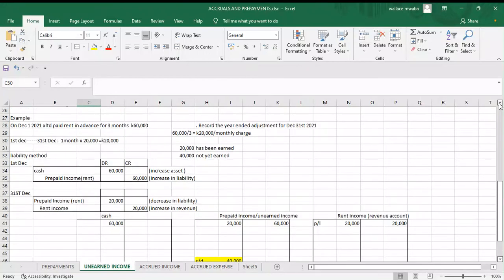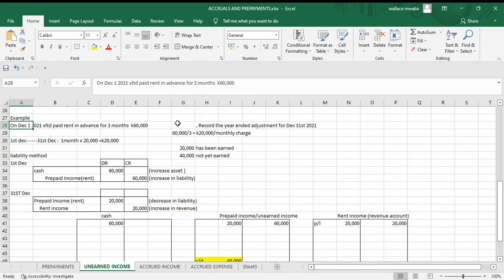Right, so we're still looking at the same question, right? On December 1st, 2021, X Limited paid rent in advance for 3 months, which is 60,000, all right? Then they've been told to record the year-ended adjustment for December 31st, 2021.